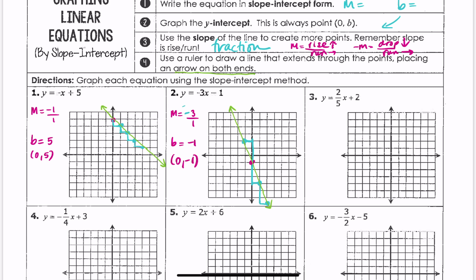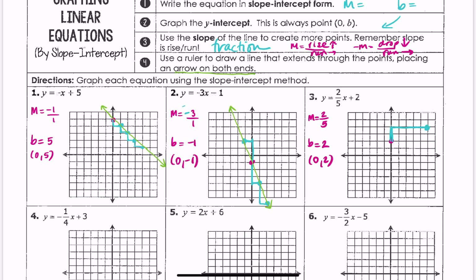Okay, next one, m equals 2/5, b equals 2. So my slope's already a fraction. My y-intercept is (0, 2). That's where I'm going to start, right there. Then I'm going to take my slope and rise 2 because it's positive, and run 5: 1, 2, 3, 4, 5. You're always going to run to the right.